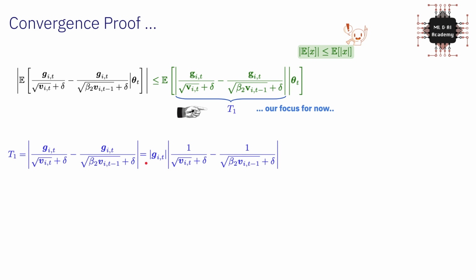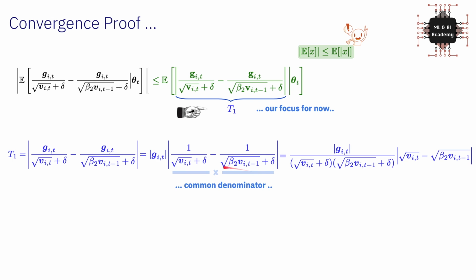Now by the property of absolute values, this is a product of absolute values, which is equal to the absolute value of the product. Therefore, we can write this as the absolute value of g_it outside, multiplied by the absolute value of 1 over the first term minus 1 over the second term. So all we've done is take g_it as a common factor and use the property of the absolute value.